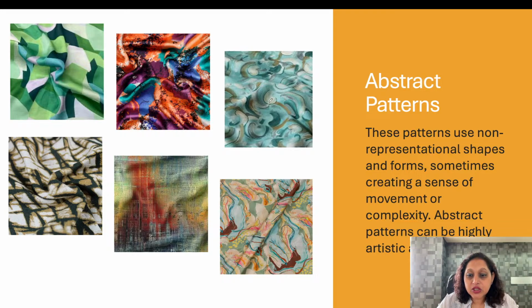They're non-representational shapes and forms, sometimes creating a sense of movement or complexity. Abstract patterns can be highly artistic and interpretive. Now, if you are like me, slightly on the broader side, then I'll put an abstract pattern going right across my body from one side to another, or drape an abstract stole or a dupatta across my dress. Automatically it gives a sense of movement, it gives a sense of creativity right there and then, and picks it up. So there are different styles of abstract patterns, as you can see here. It can be very subtle, it can be just two colors or three colors, or it can have a multitude of colors and just adds life into anything.